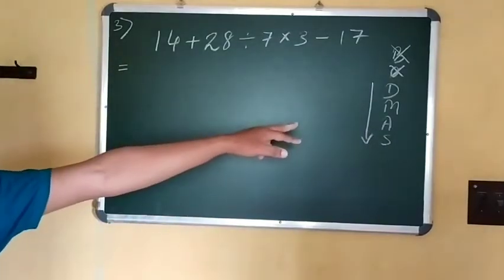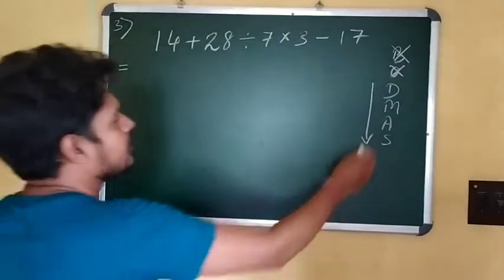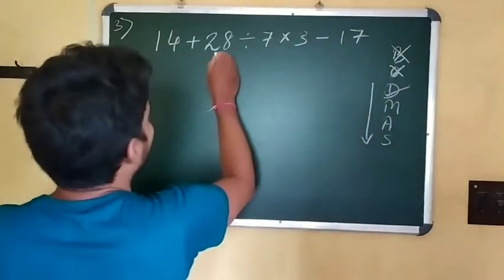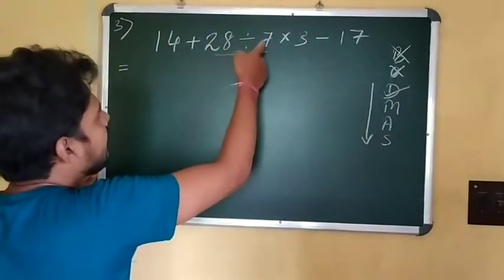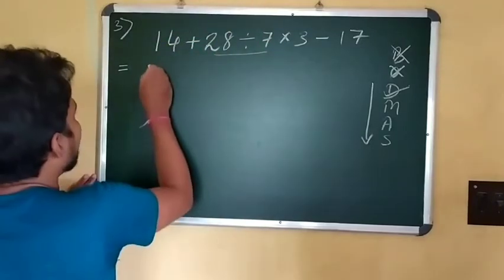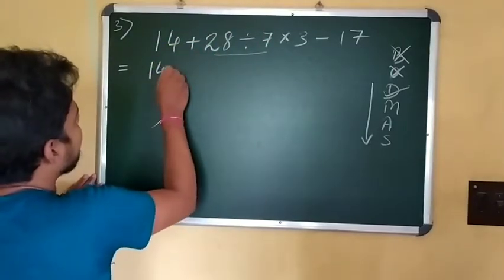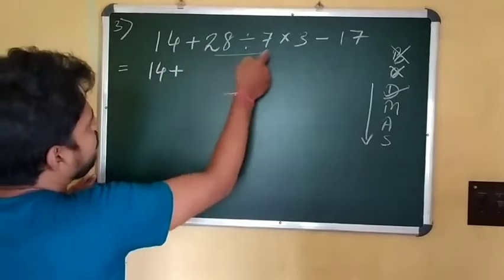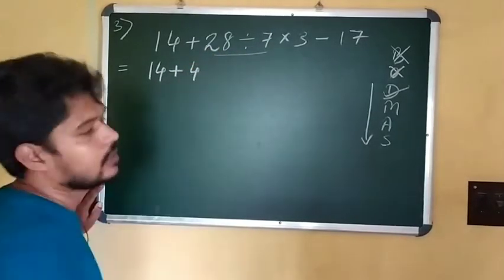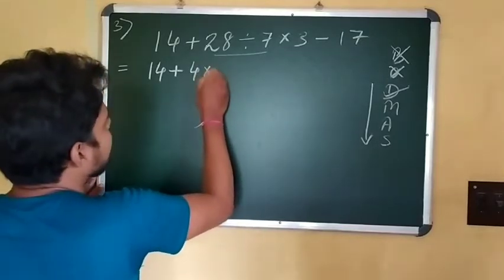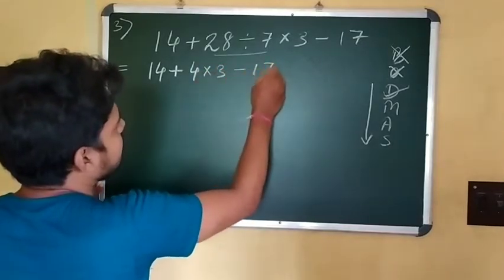So at first you find out where the division sign is. Division: 28 divided by 7. So we have to divide 28 by 7 here. So you write down 14 as it is written, then give the plus sign, then you have to divide 28 by 7. So it will be 4. Then you give the multiplication sign and write down minus 17.